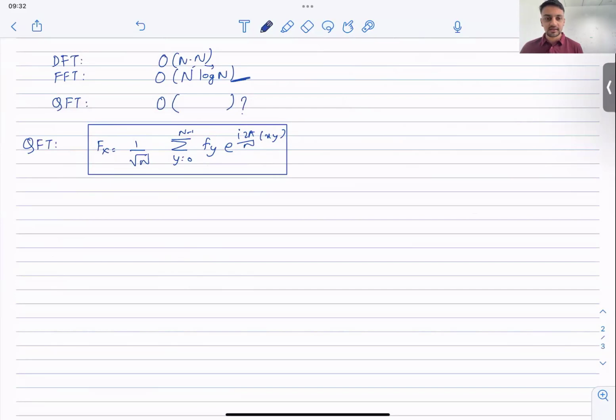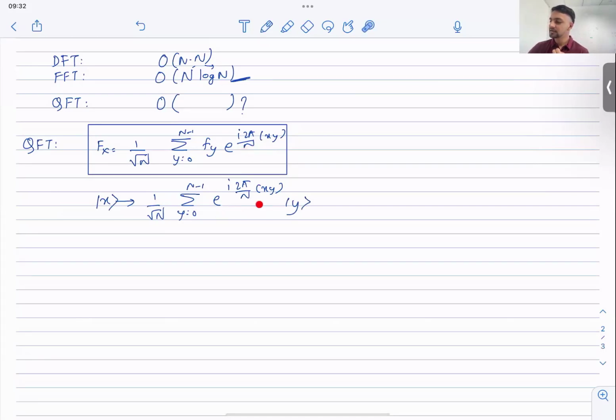So this is written like something like this. Let's say you had a number x, right? What you do is you go from x to 1 over square root of n, sum over y equals 0 to n minus 1, e to the i 2 pi over n, x y, ket y. So the quantum version of this is the state x transforms to state y with this same amplitude as the classical case, okay? The only thing is here we had a number f(x), here I'm calling this a state x, okay? And here we had a number f(y), and here I have a state y.